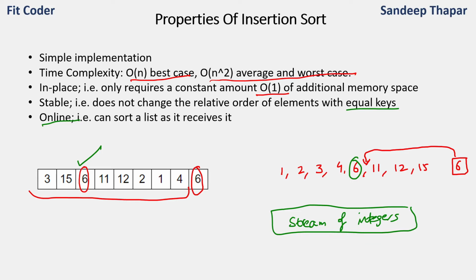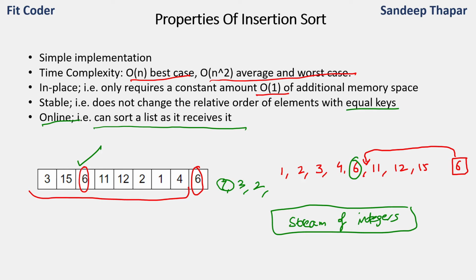So in insertion sort, even if we pass a few more elements to this array, let's say we pass 7, then 3, then 2, this algorithm can handle all those cases because it will pick all those elements one by one and place them in their respective position. So it can handle a stream of data that is coming to it and it can sort it. So that is why this algorithm is called an online algorithm. So it can sort a list as it receives it. So these are a few of the properties of insertion sort.